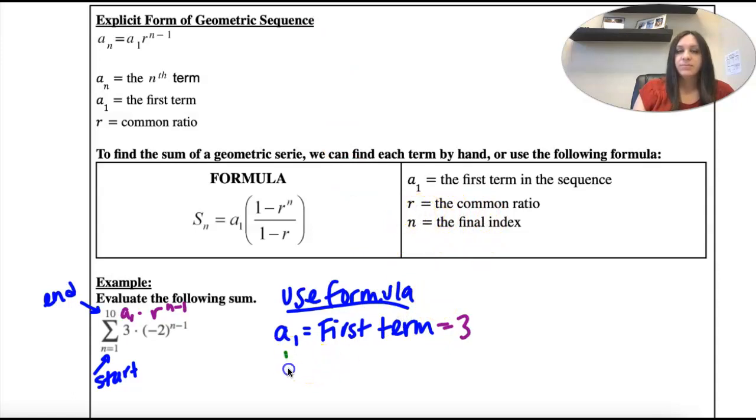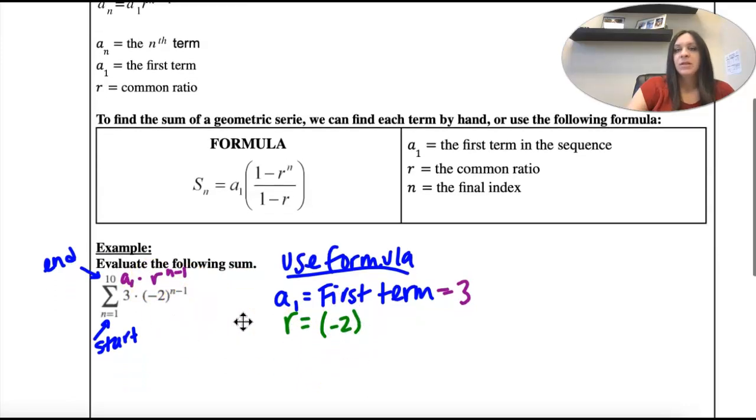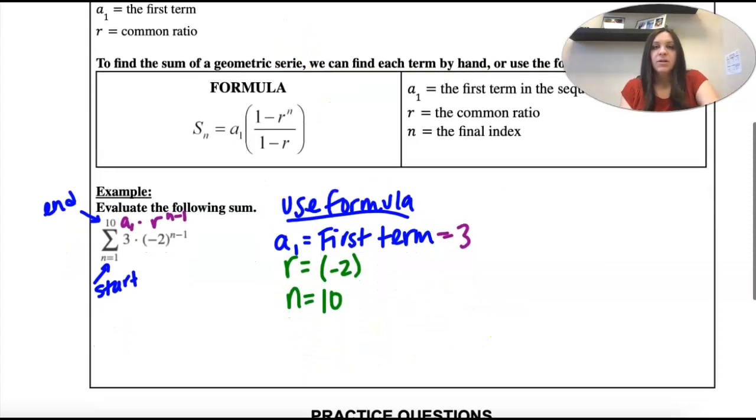R is -2. Again, it's in the formula. And then n is the final index, and that's this ending number at the top. N equals 10. So now we're going to plug everything in.